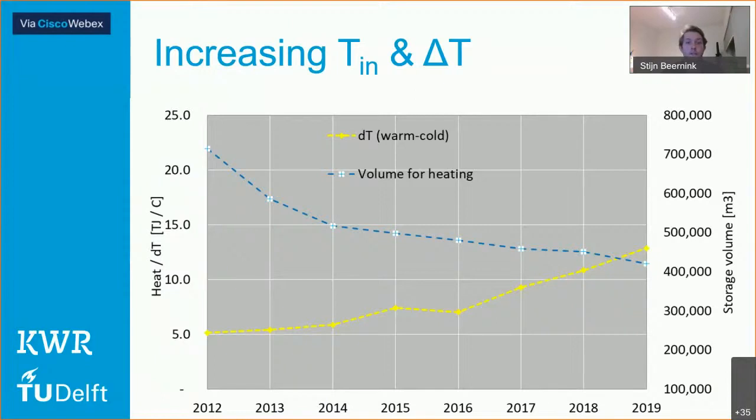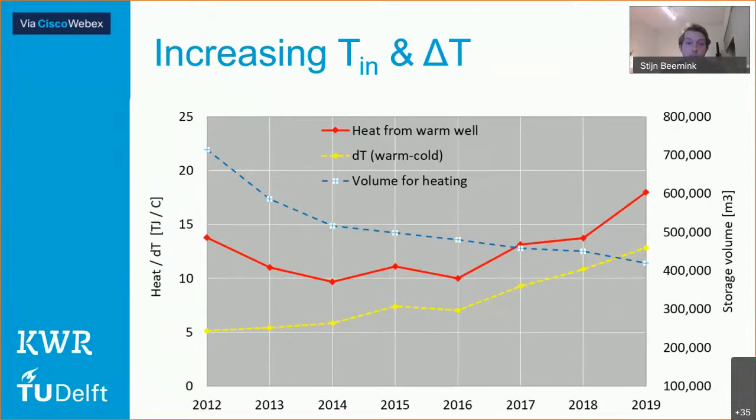And therefore also the volume that was used for heating decreased from about 700,000 to about 400,000. Well, actually, the heat that was transported from the warm wells actually increased. So this delta T really helped to get a better system, because this imbalance was mostly due to the very large volume that was used for heating.